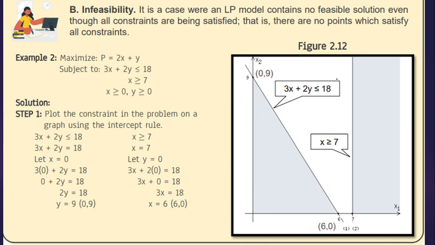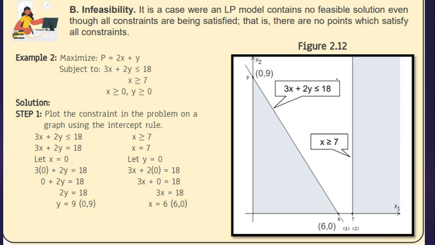And it has a feasible region, no, no feasible solution pala. Walang solution even though all the constraints are being satisfied. So that is, there are no points which satisfy all the constraints. Meron siyang feasible region. But the problem here in our infeasibility, there is no feasible solution.